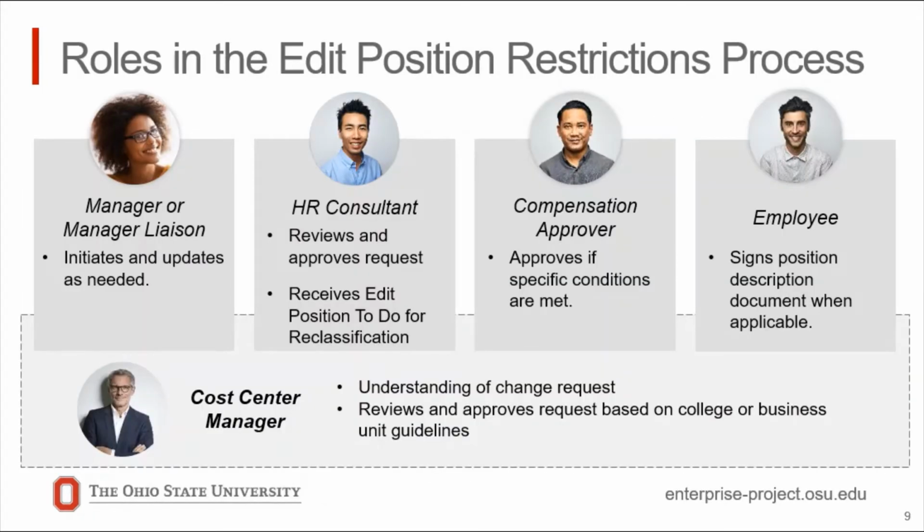There are 5 key roles involved in the edit position restrictions process. 1. Manager or manager liaison. 2. HR consultant. 3. Compensation approver. 4. Cost center manager. 5. Employee. The manager or manager liaison will be responsible for initiating the request for the edit position restrictions.